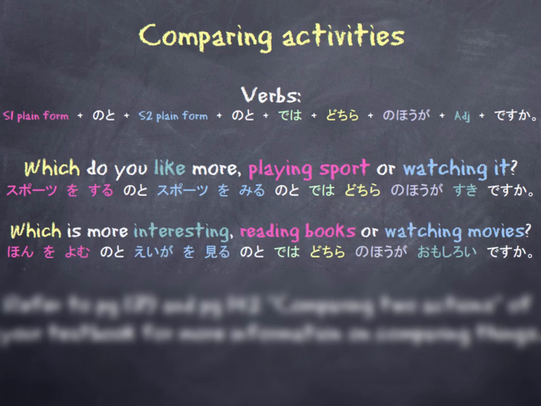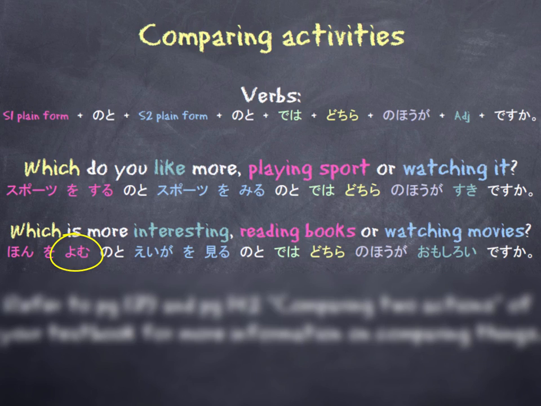Let's take a look at another example. Which is more interesting, reading books or watching movies? Hon o yomu no to, eiga wo miru no to, de wa dochira no hou ga omoshiroi desu ka? So our first sentence here is reading books, hon o yomu, and we've got it in our plain form. So plain form means our verb is in its dictionary form, and in this case our verb is yomimasu, and it's been changed to yomu.